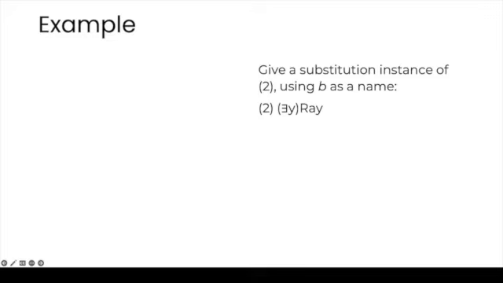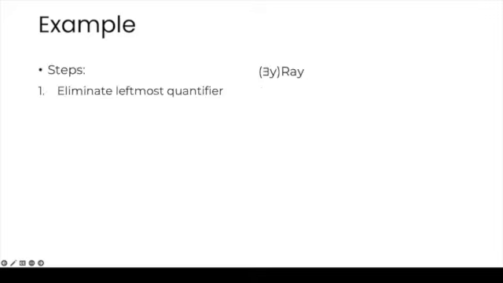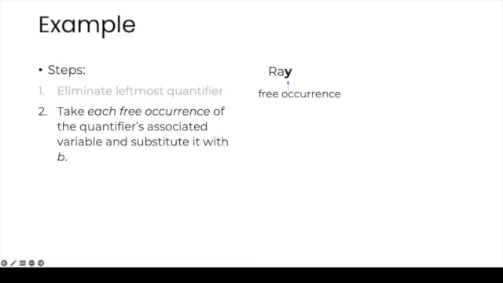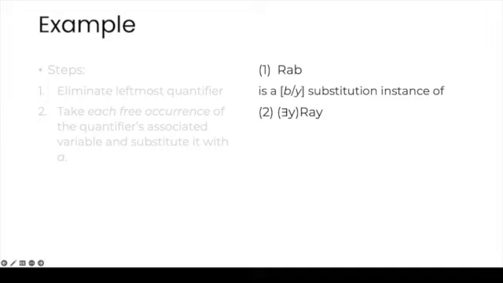So suppose that I want to do it again. Suppose I take this sentence that we arrived at and I want a substitution instance of this in its turn. And so I tell you, give a substitution instance of 2 using b as a name. And so we follow exactly the same steps. We eliminate the leftmost quantifier and we are left with this sentence, which is open because y occurs free after we eliminated the quantifier. So we take each free occurrence of y, and then we substitute it with b. And we end up with this, Rab. And again, Rab is a b-for-y substitution instance of there is a y, Ray.